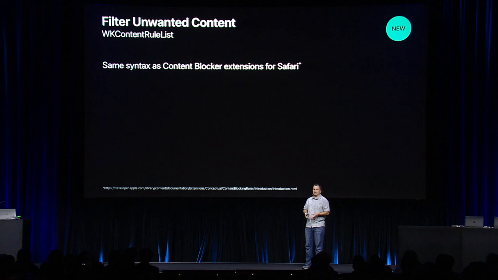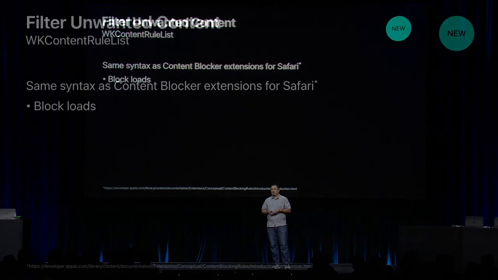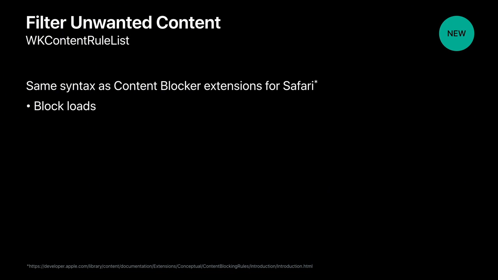So the new WKContentRuleList API will help you do all of these things. Now, if you're familiar with Safari content blocking extensions, where you provide a rule set to configure Safari to block certain resource loads, the Content Rule List has the same syntax as those content blocker extensions. With them, you can block specific resource loads by, for example, matching the URL of the resource to a regular expression. You might be able to tell WebKit ahead of time, don't ever load such URLs.